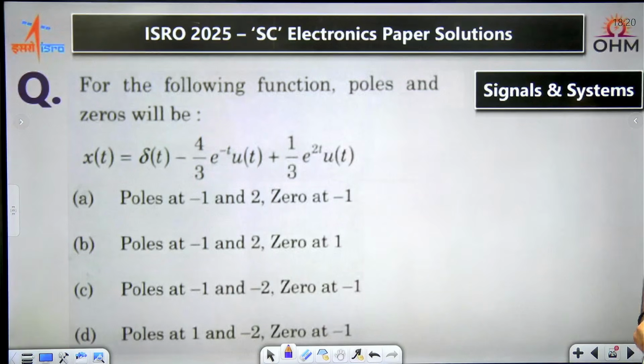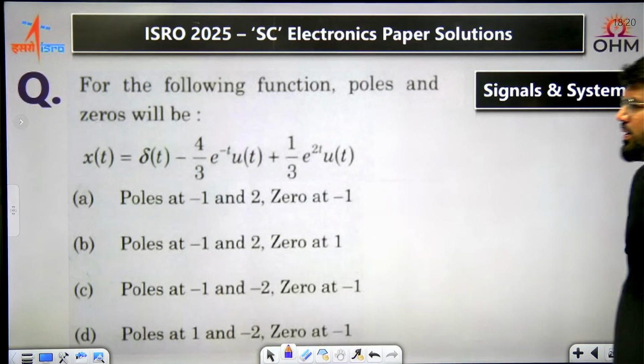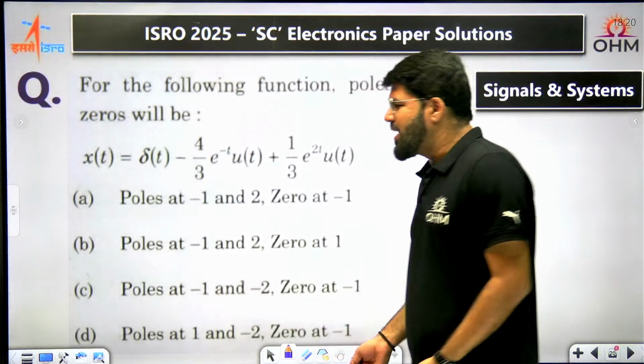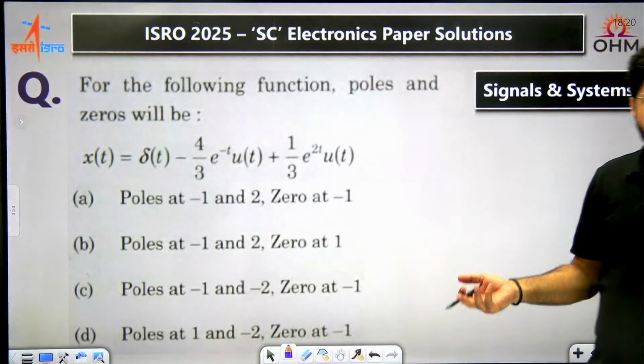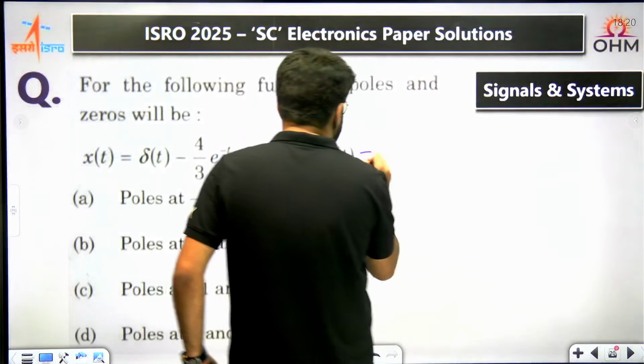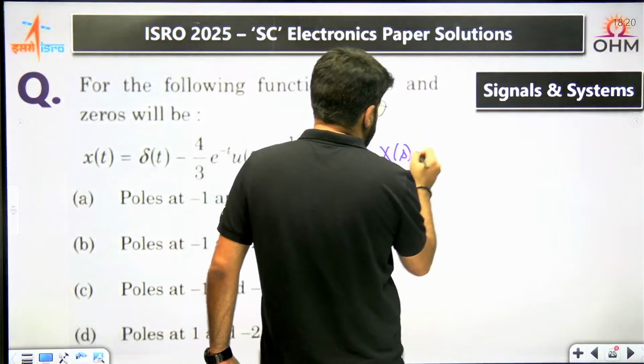For the following function, find the poles and zeros. A simple Laplace: you just calculate the Laplace transform and the pole-zero function. Again, it could be in signals, and you can place it in controls also. These are common questions. So what is its Laplace transform? Let me calculate the Laplace transform here.